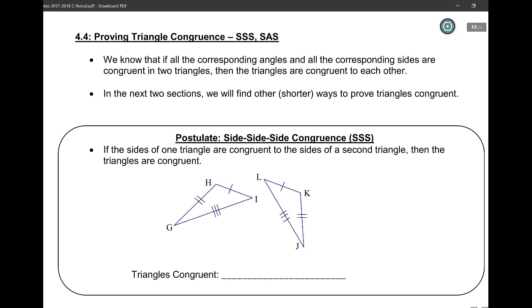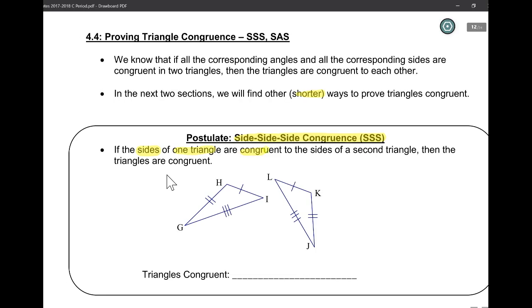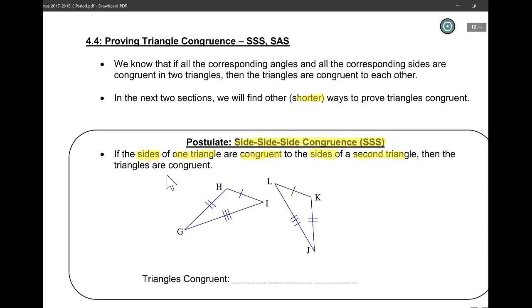In the next two sections, we're going to find other, basically shorter ways to prove triangles congruent. The first one is a postulate. So this is the side, side, side congruence, abbreviated with SSS. This says if the sides of one triangle are congruent to the sides of a second triangle, then the triangles are congruent. So that means all three. That's our conclusion.